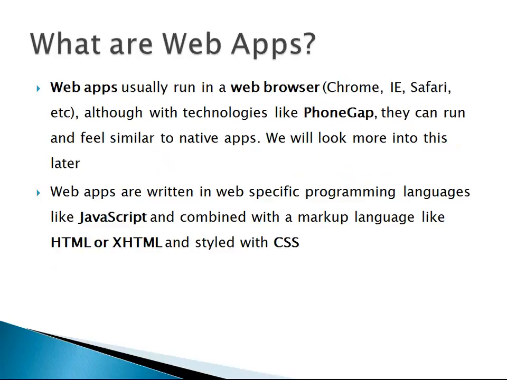So like I said, a web app usually runs in a web browser. On the iPhone you have Safari, on an Android you have Chrome. So you would have to type in the address of the website, which would be the application. But with PhoneGap and some other technologies, we can make what seems to be a native app with web standards. Web apps are written in programming languages like JavaScript, combined with a markup language like HTML or XHTML, and they're styled with CSS.